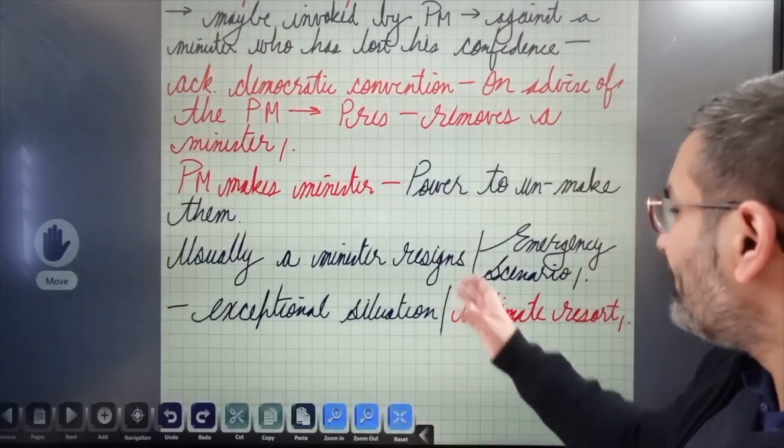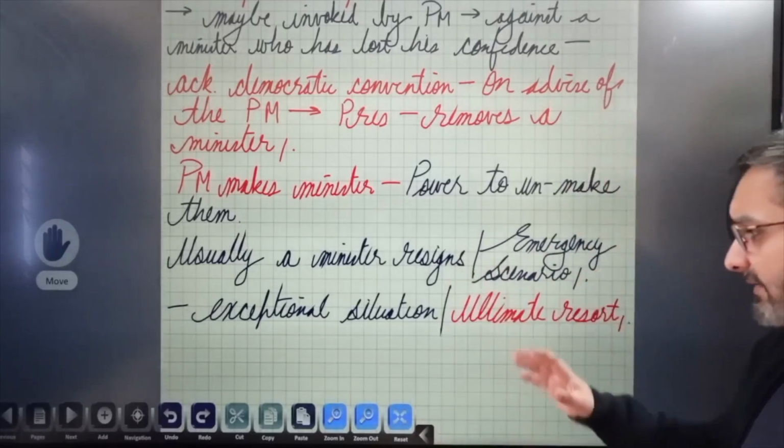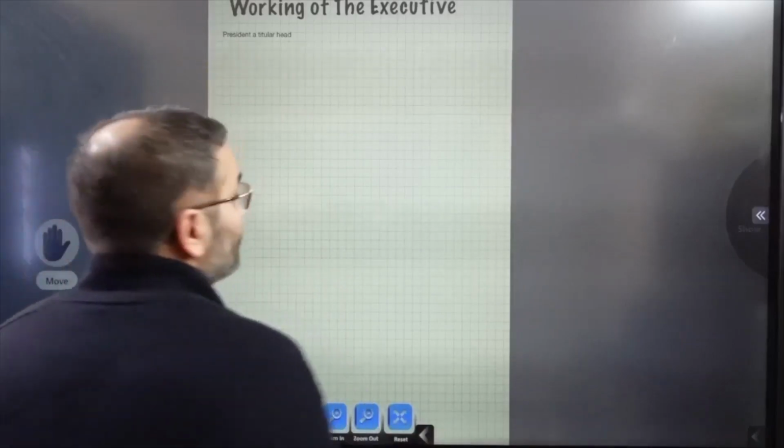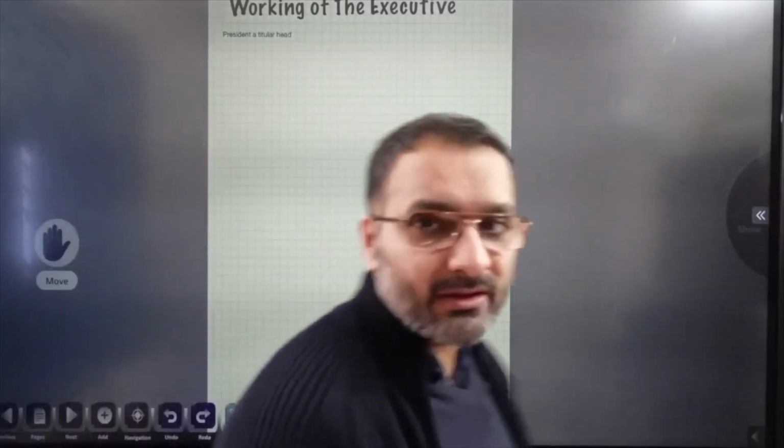So usually a minister resigns. This is an emergency case scenario, an exceptional situation. It's an ultimate resort. So that's about it.